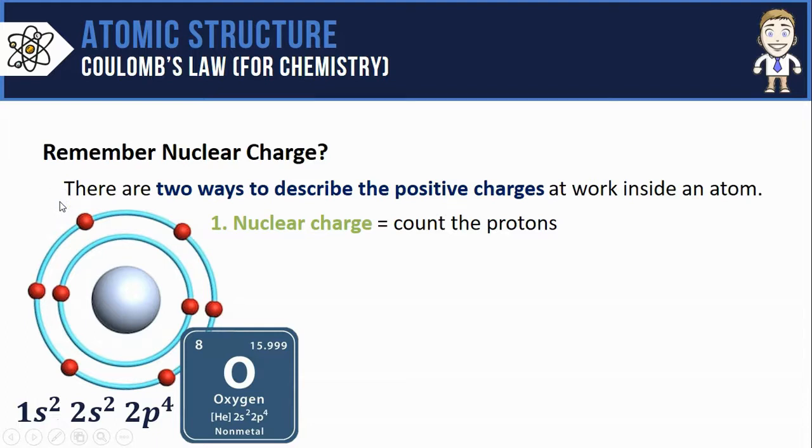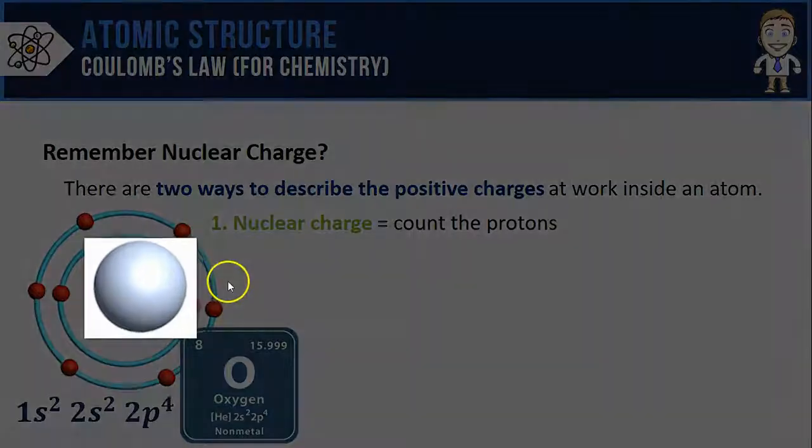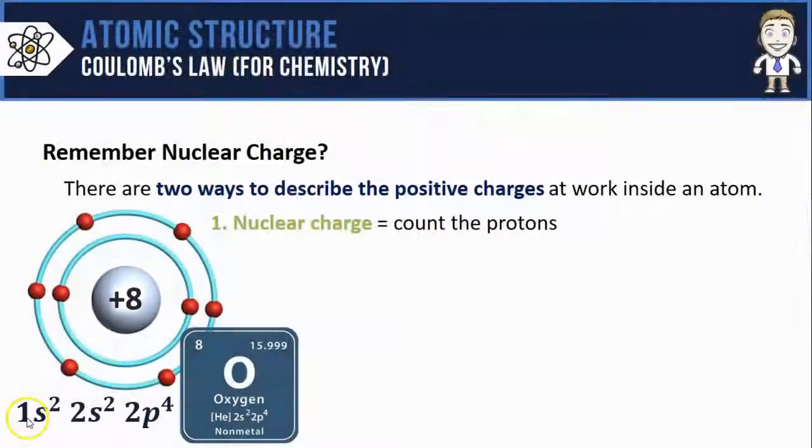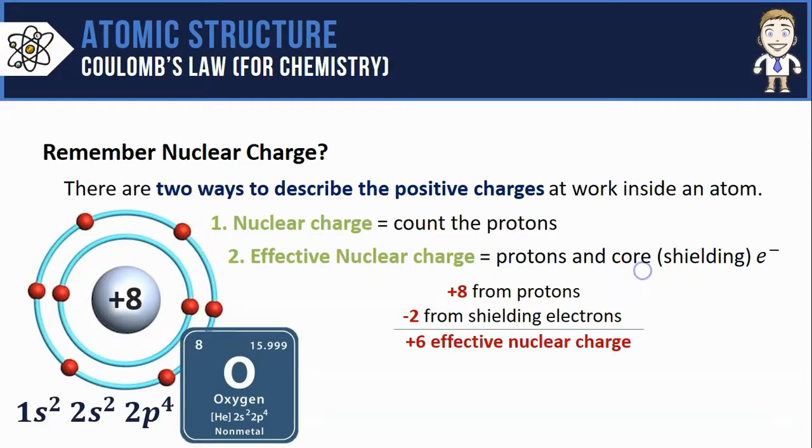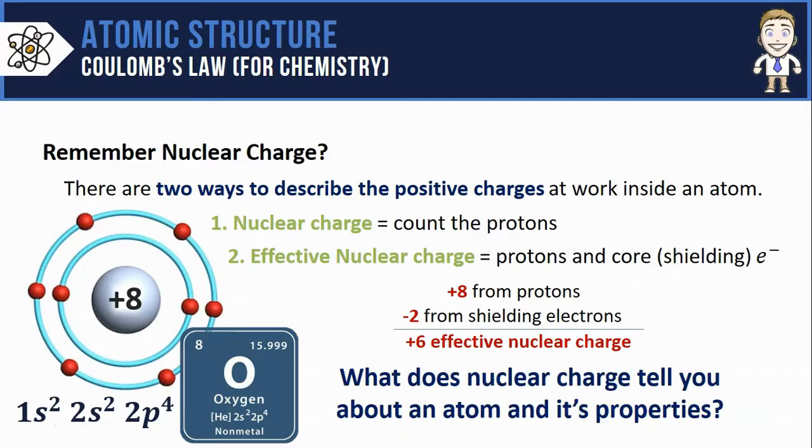It has a nuclear charge that is the result of the protons in the nucleus. 8 protons on oxygen means a nuclear charge of +8. We've also got the effective nuclear charge, which takes those 8 protons into account, but also considers the core electrons that cancel out or shield some of that +8 charge from the protons. Here, this oxygen atom has 2 shielding electrons, leaving us with an effective nuclear charge of only +6. In this video, we're going to look at what nuclear charge tells you about an atom and its properties.